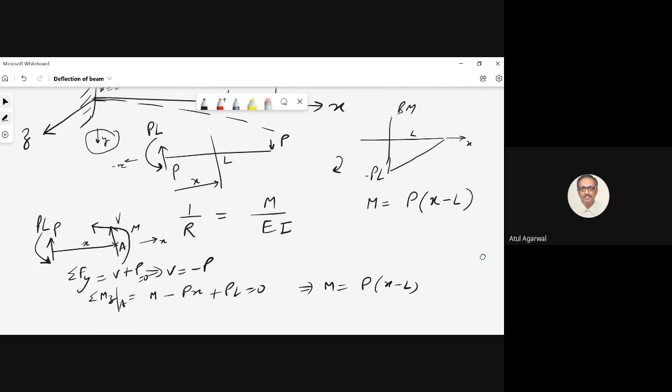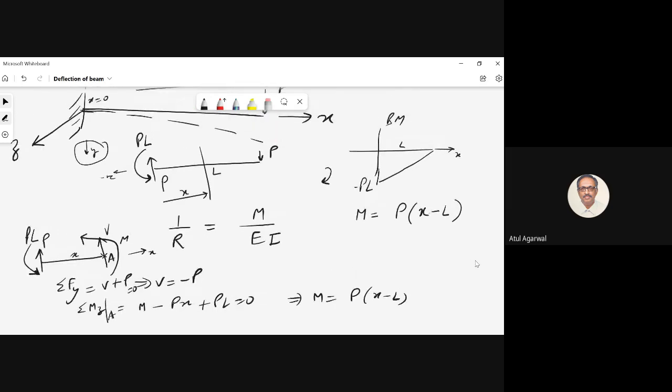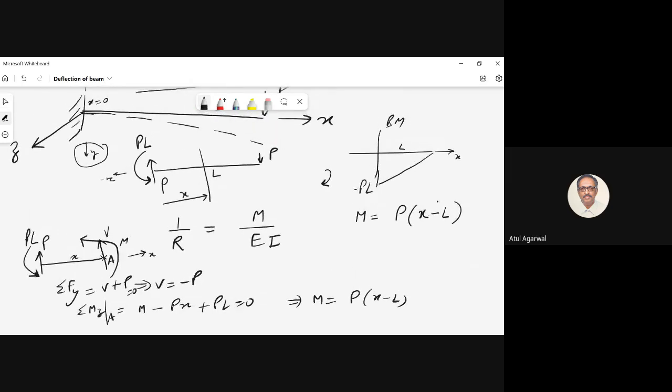You could have also taken a free body diagram of the right part. If we had taken a free body diagram of the right part, this is our force P, and here we will take shear force V downwards and a clockwise moment. This will make a positive bending moment. That's the way we take it, because the area normal here is negative.